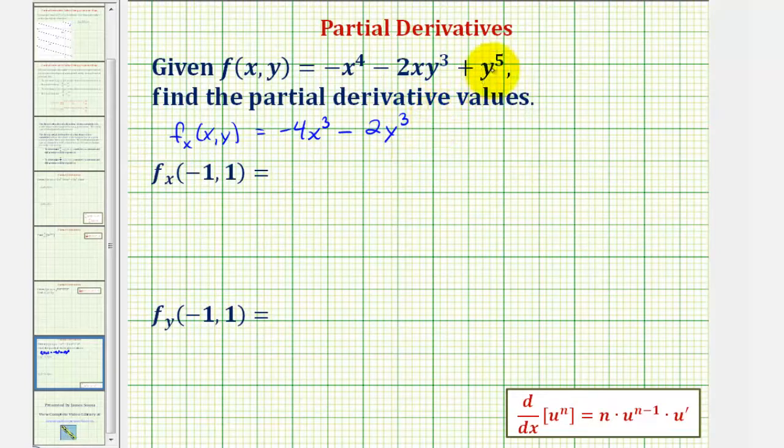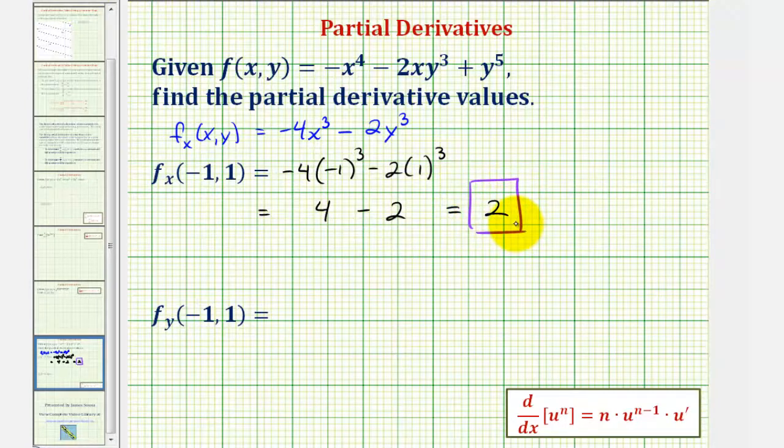And then the derivative of y to the fifth with respect to x would be 0, again because y is a constant. So now we'll evaluate this at negative 1 comma 1. That would be negative 4 times negative 1 to the third minus 2 times 1 to the third. So this would be negative 4 times negative 1, that's positive 4, and then minus 2, which is equal to positive 2. So the slope of the tangent line on the surface, when x equals negative 1 and y equals 1 in the x direction, is positive 2.